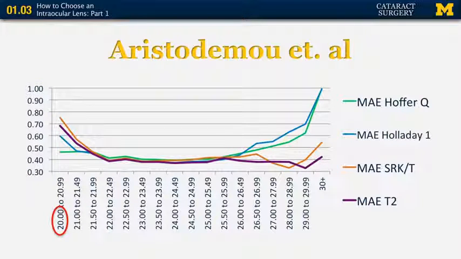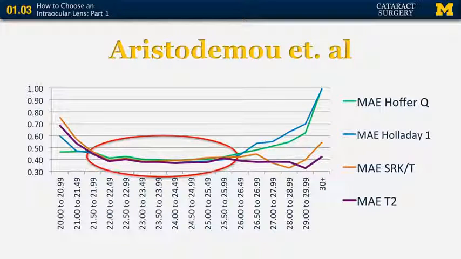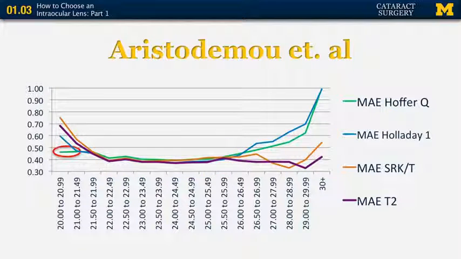On the x-axis, we have short eyes on the left, 20 diopters, and long eyes on the right. Most formulas, if you look at eyes from about 21.5 millimeters to eyes that are 26 millimeters in length, so that's most eyes, most formulas are about the same for most eyes. Short eyes, you see a difference here. One formula, the Hoffer-Q, has a lower mean absolute error, so that's a better formula. And several papers have shown this as well.